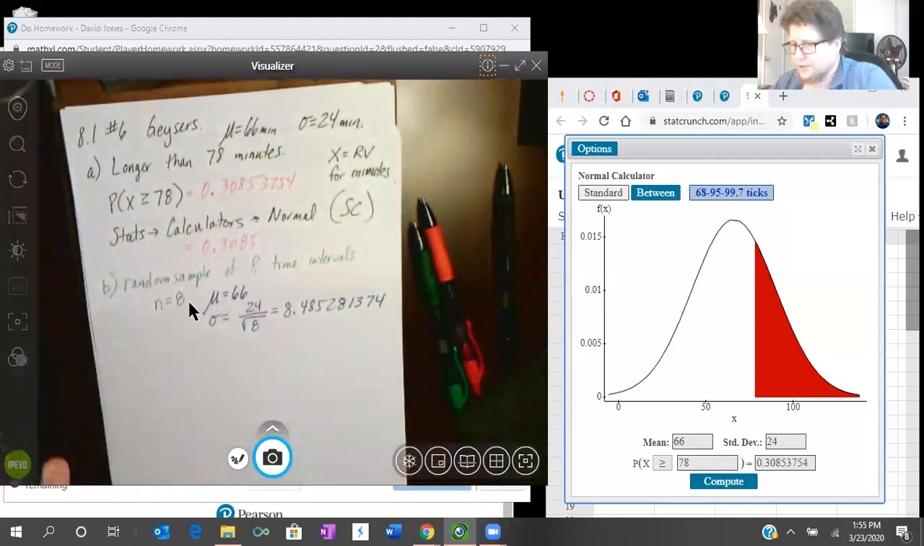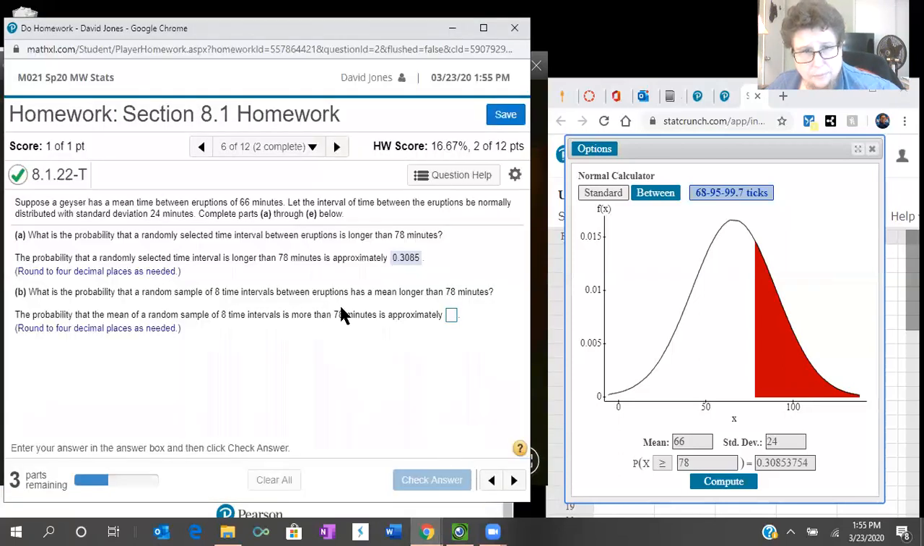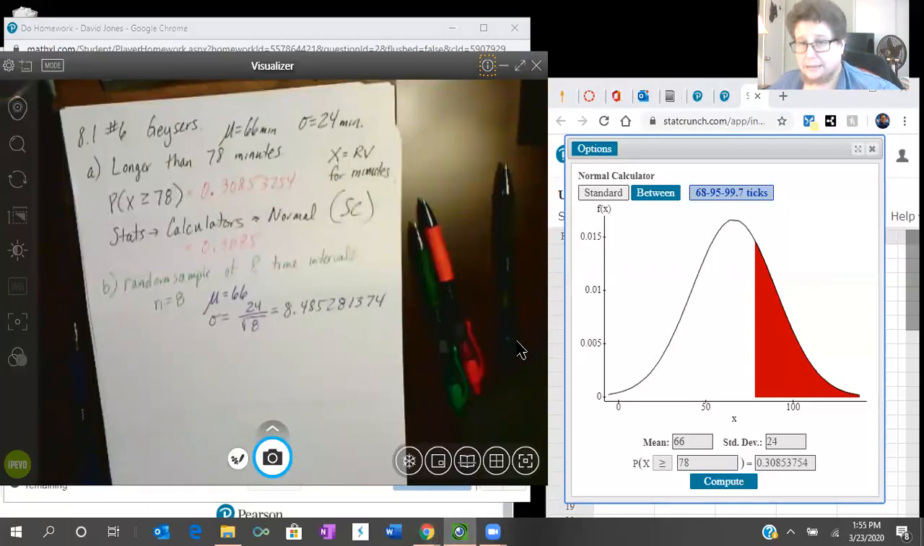And they wanted to know the same thing, the probability that x was greater than 78, I believe. Let me pop back over and check. More than 78 minutes. Yeah, that's where we're at. So they wanted the same thing. My mean doesn't change. The mean is still 66 minutes. Standard deviation, though, changed. And don't be lazy.